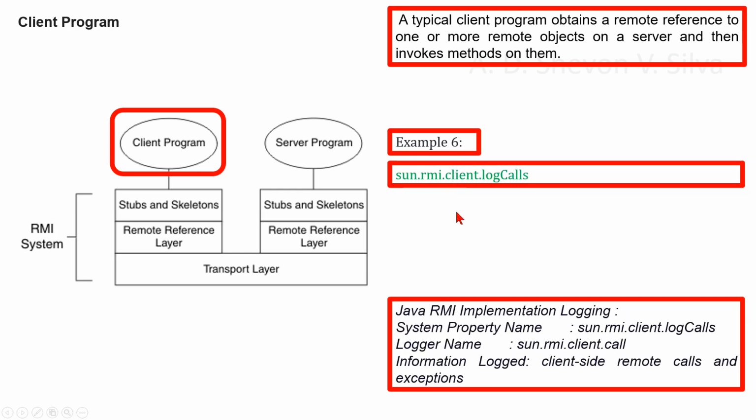Now we are considering Java RMI implementation logging. The property name sun.rmi.client.logCalls, the log name sun.rmi.client.call. Information logged here: client-side remote calls and exceptions.